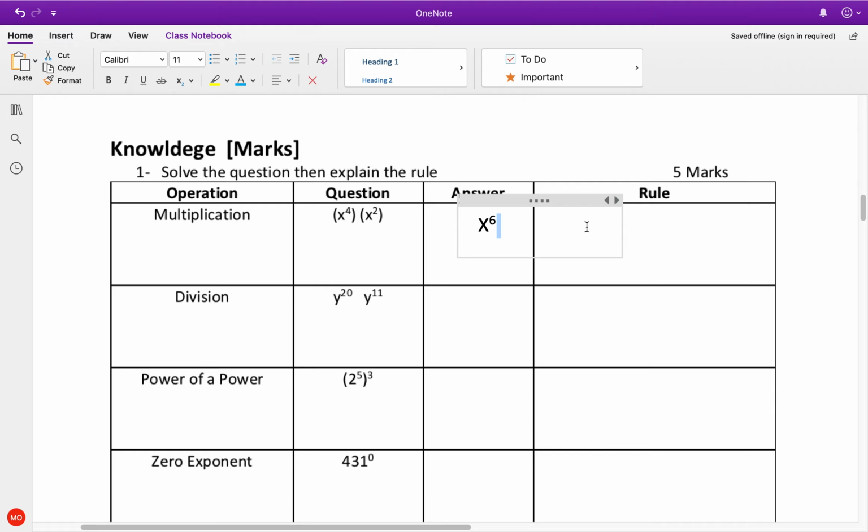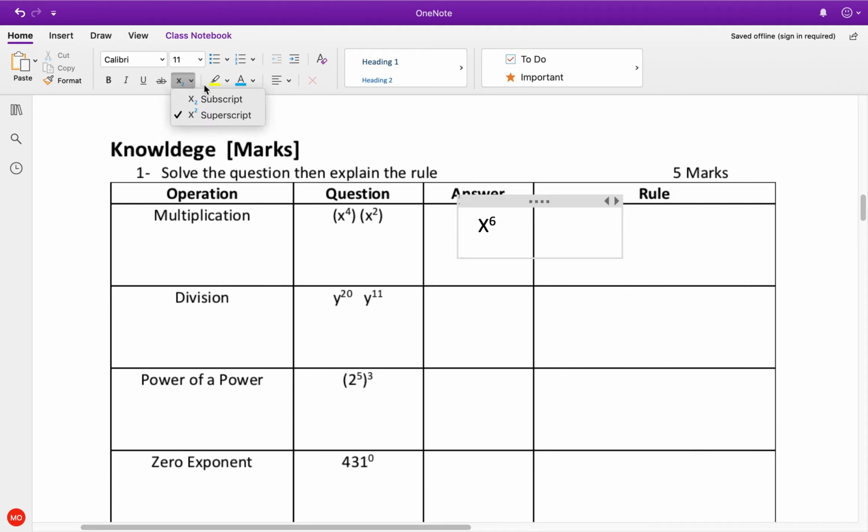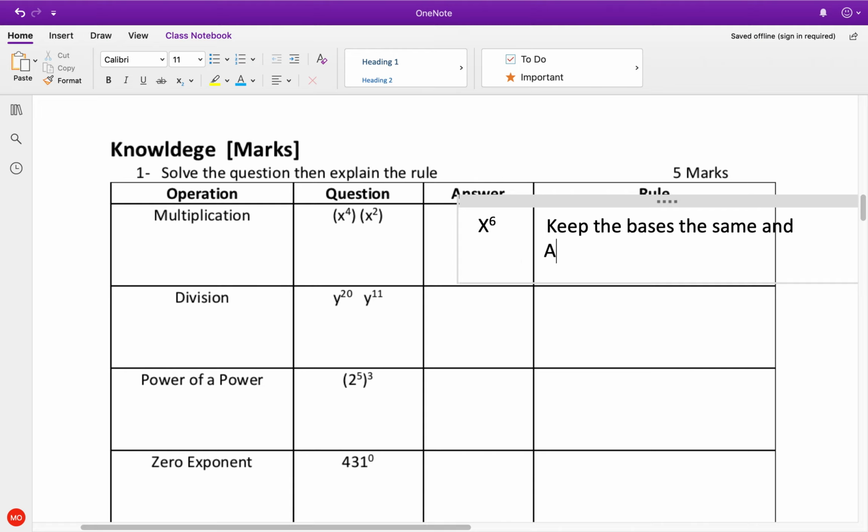And the rule here is, let's keep going from here. The rule here is you keep the bases the same and add the exponents. So we kept the x the same, add the exponents. Now here is a divide, it just didn't print out. The answer to this one is y to the power of 9.